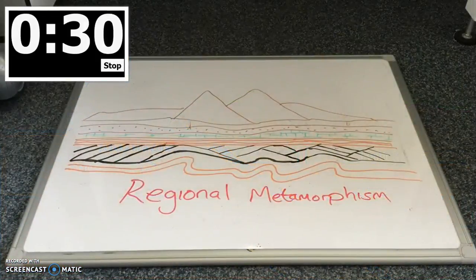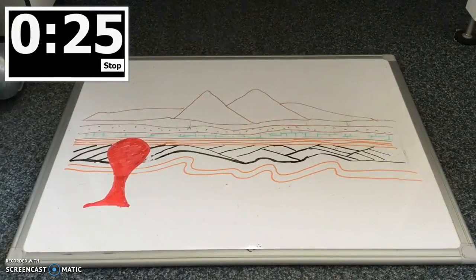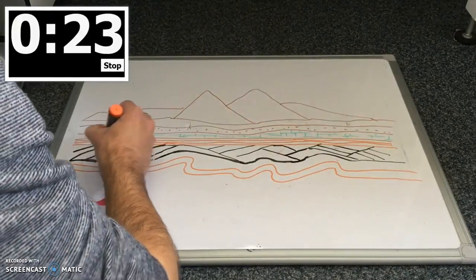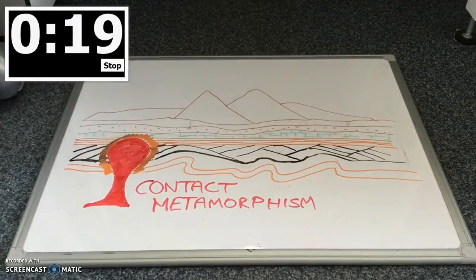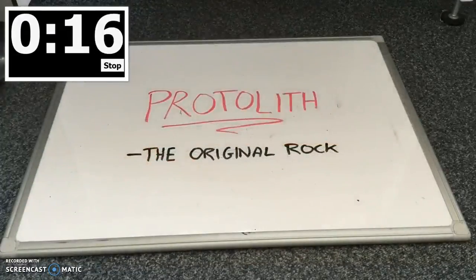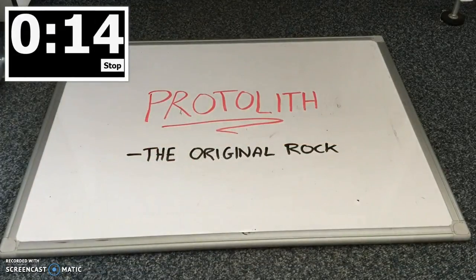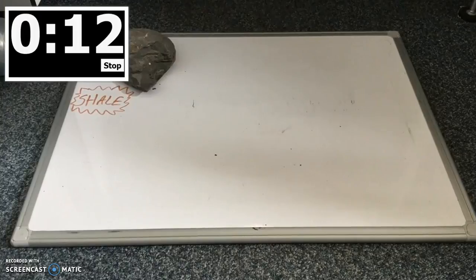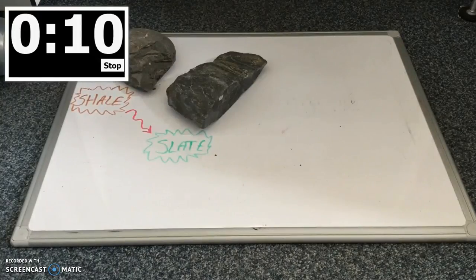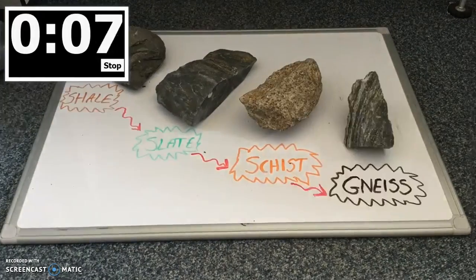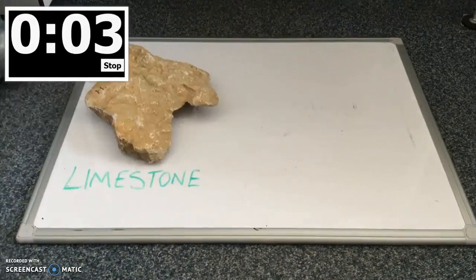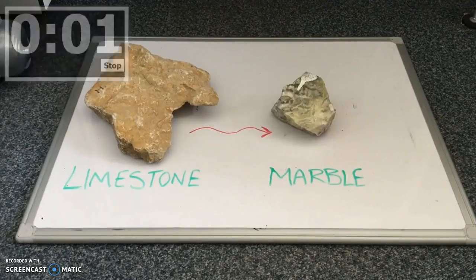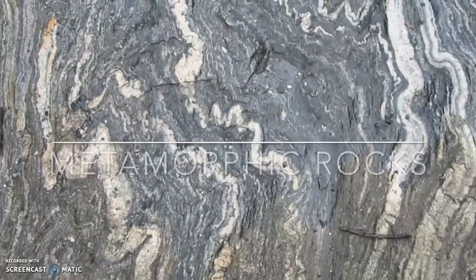This type of metamorphism is called regional metamorphism. Metamorphic rocks can also be formed when rocks come into contact or are close to a magma, and so get heated up. This is called contact metamorphism. The original rock that the metamorphic rock is formed from is called a protolith. Shale, a sedimentary rock, becomes slate. With increased metamorphism, it becomes schist, and then eventually gneiss. Sandstone, a sedimentary rock, becomes quartzite. Limestone, also a sedimentary rock, becomes marble. And that was metamorphic rocks in a minute.